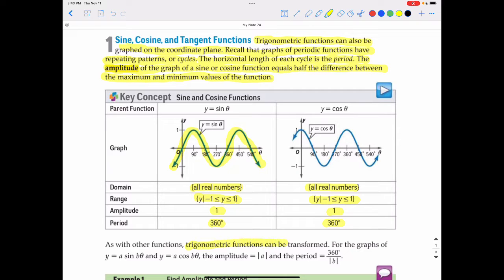Trig functions can be transformed. For the graphs of y equals a sine b theta and y equals a cosine b theta, the amplitude is the absolute value of a, and the period is 360 degrees divided by the absolute value of b.